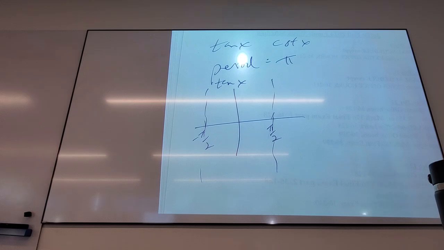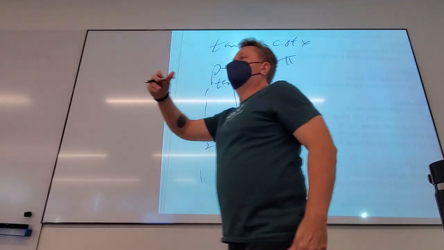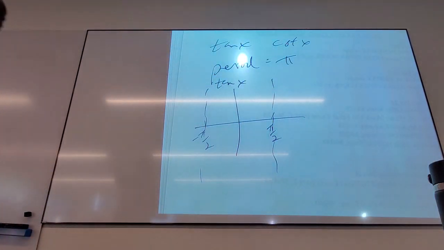If you completely forgot that, how could you get it again? What is tangent? Sine over cosine. Asymptotes will be where the bottom is 0. When is cosine 0? Negative pi over 2, pi over 2. So it is not all straight memorization. You can always rederive what you need.